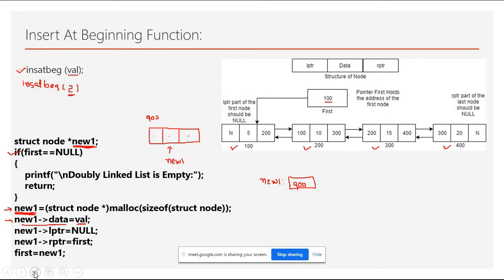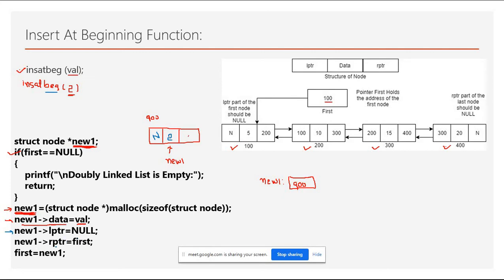So here I am just writing 2 here. So this line is completed. Now we are going ahead. New one point to LPTR is equal to null, because I know that here we are inserting a node at the beginning. So obviously this node will become the first node, and in the case of a doubly linked list, the LPTR of the leftmost node or the first node has to be null. So here we have set the null value.